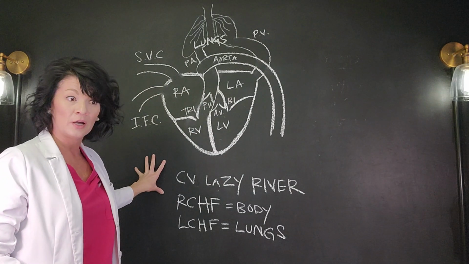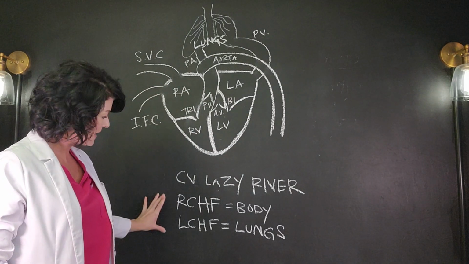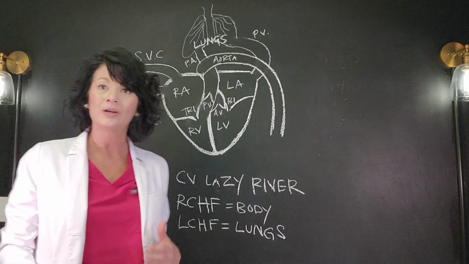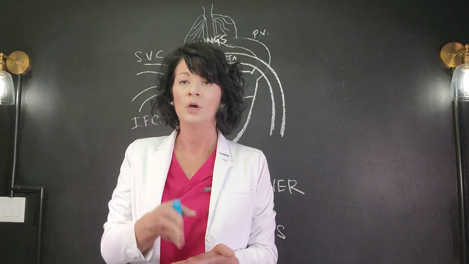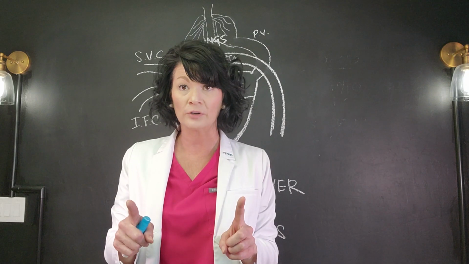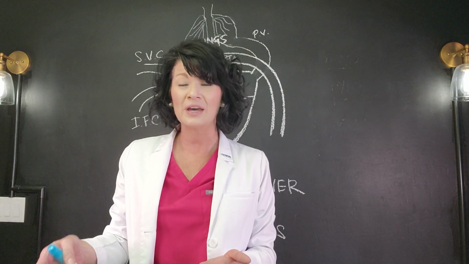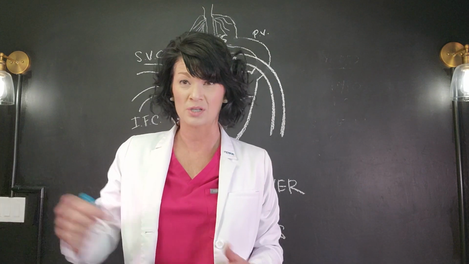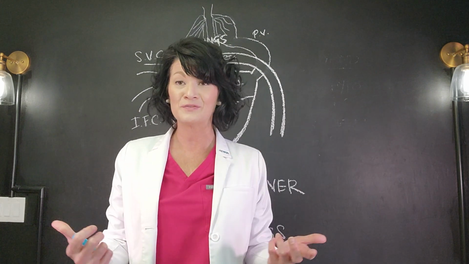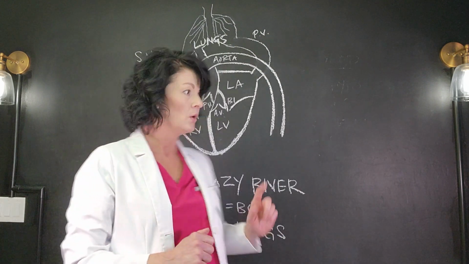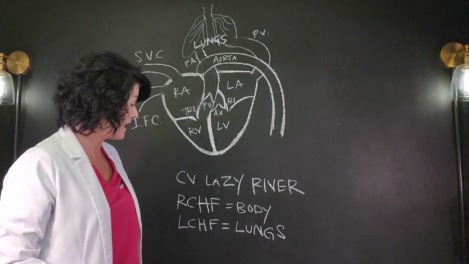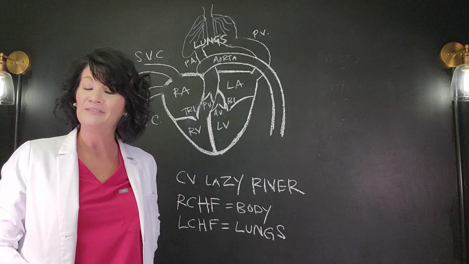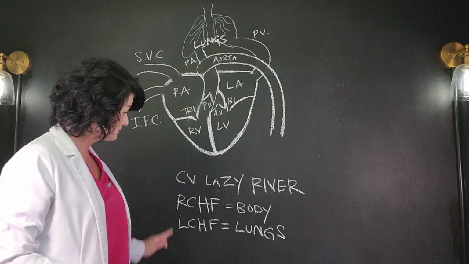Hopefully with a review of the cardiovascular lazy river and understanding that when you are talking about heart failure, think about building a dam in that portion of your patient's cardiovascular lazy river. Where is blood just prior to that? That is where you're going to see the manifestations of that heart failure. I hope that this video helped you just a little bit with a review of the cardiovascular lazy river, understanding left and right congestive heart failure, even understanding biventricular.